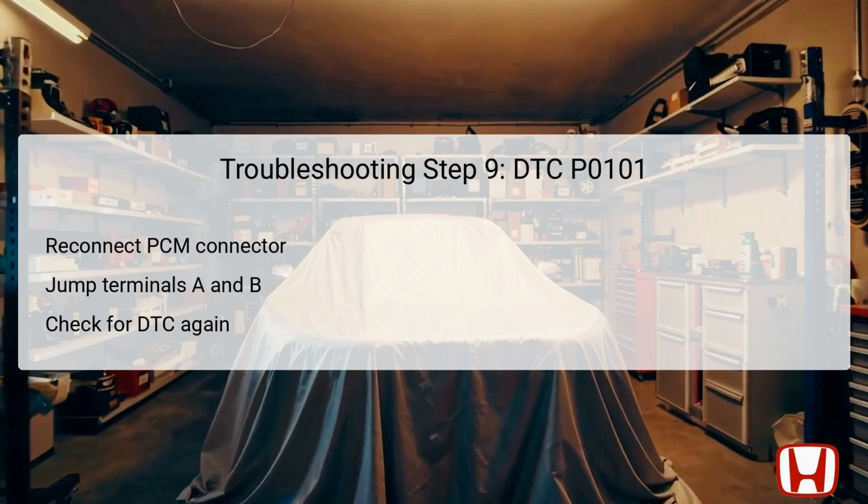During the final step of the troubleshooting process for DTC P0101, reconnect the PCM connector B51P to the PCM. After ensuring proper connection, you must then establish a bridge using a jumper wire between terminals A and B of the MAF connector. With these connections in place, turn the vehicle's ignition to the on position and clear any existing DTCs. After clearing, monitor for pending or confirmed DTCs once more with the HDS.